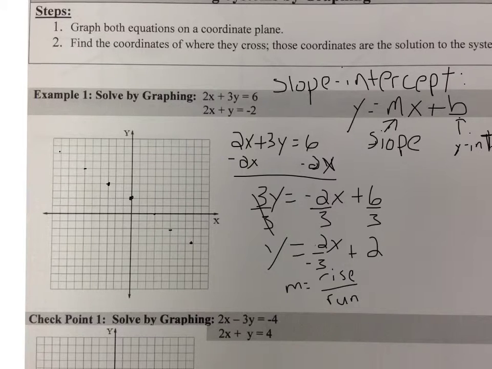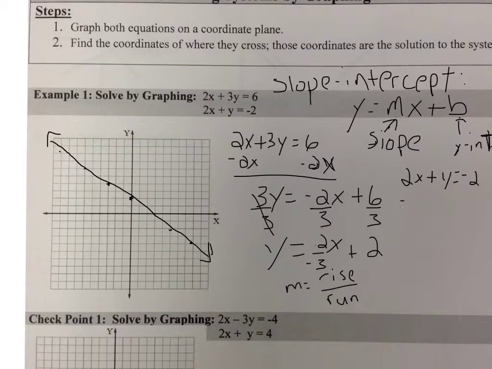And I'll try and draw a nice pretty line. I can't really do it with this iPad. But you can see the points, and that's the main thing, because we're going to find out that one of these points is going to cross our other graph, which is 2x plus y equals -2.